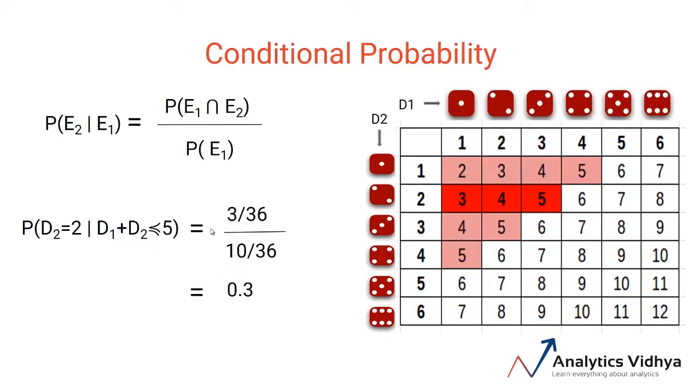Now this is a very simple example and we can actually verify it from this graph. So our favorable outcome in this case would be these three values where the value on the second dice is 2 and also the sum is less than or equal to 5. And our total sample space would be all the possible values which satisfy this condition. It will be these 10 values as you can see here, right? And hence the probability comes out to be 3 by 10, which is again 0.3. This is an example taken from Wikipedia and you can also go ahead and check out the explanation there.